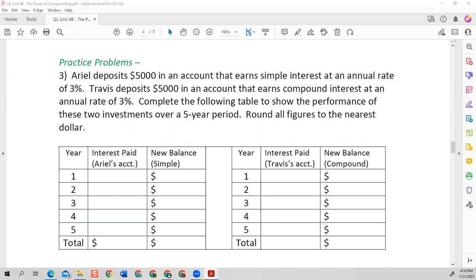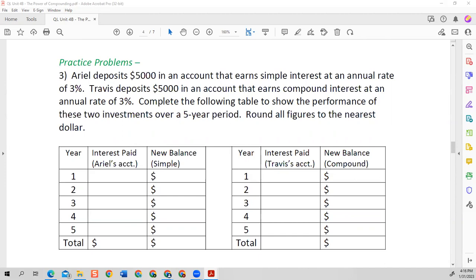Ariel deposits $5,000 in an account that earns simple interest at an annual rate of 3%. Travis deposits $5,000 in an account that earns compound interest at an annual rate of 3%. Complete the following table to show the performance of these 2 investments over a 5-year period. Round all figures to the nearest dollar. All right, let's do this.